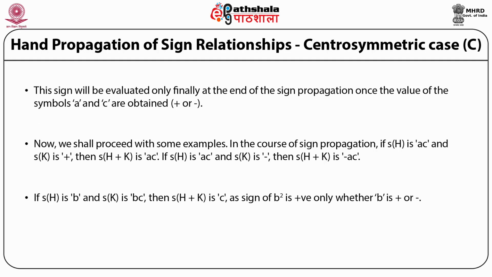For example, suppose one reflection, the H reflection, has a sign B and the K reflection has a sign BC. Now the H plus K reflection will have a sign B times BC, which is equal to B square C. Now you know this B can have a value plus or minus. Therefore B square will be plus only, and therefore B square C will have a value C only. Clear? Whether B is plus or minus, B square is positive. By virtue of this, your B times BC becomes simply C.